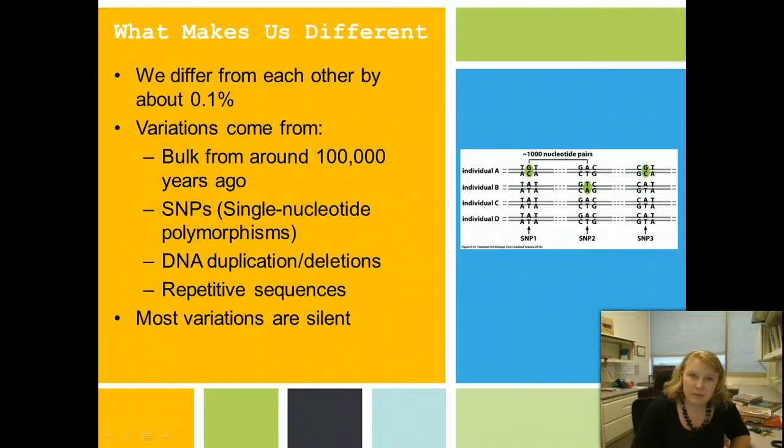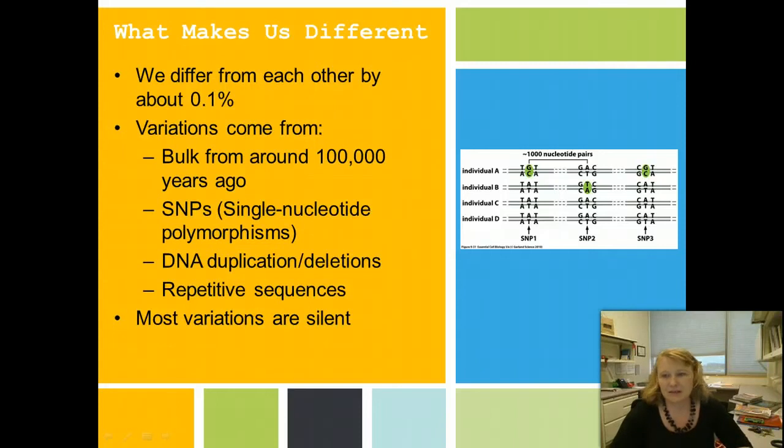But what makes us different from each other? So we know we have all these differences from chimps, we know we have all these differences from fish, etc. But what makes you and I different? What makes you and your cousin different? We all differ by about 0.1%. And the variations mostly come from about 100,000 years ago, with single nucleotide polymorphisms being the bulk of these changes. So just every once in a while, a base pair change.